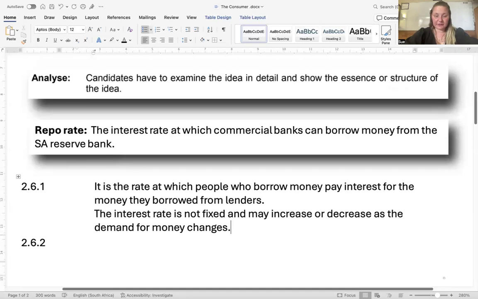I am very confident that in my first explanation of what a interest rate is, we would probably get our 2 marks. But if you do know, you can always add to your answer. Just don't waste your time. Right. Then the next question.